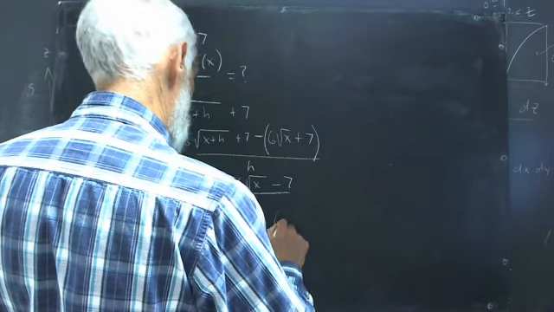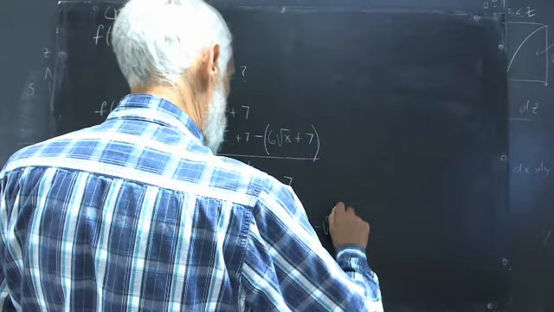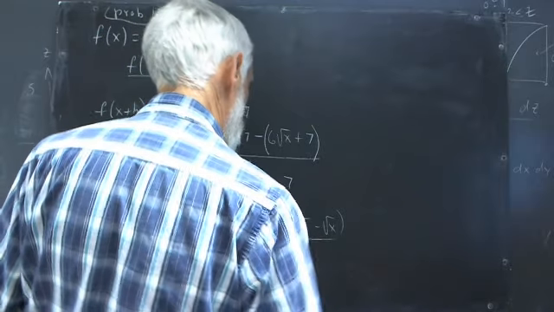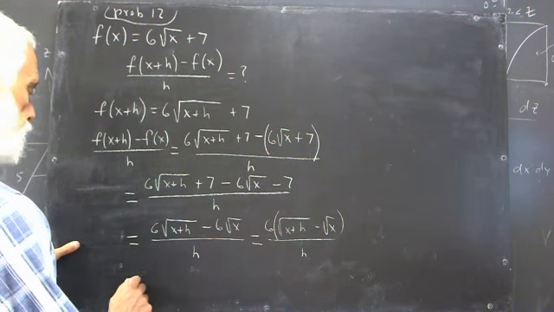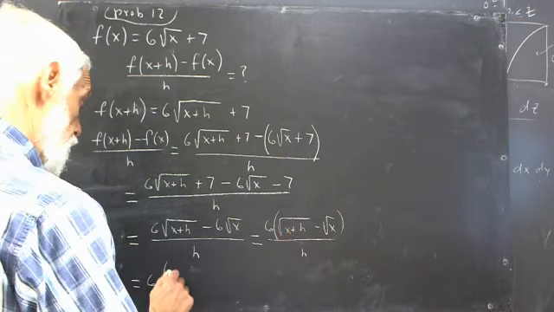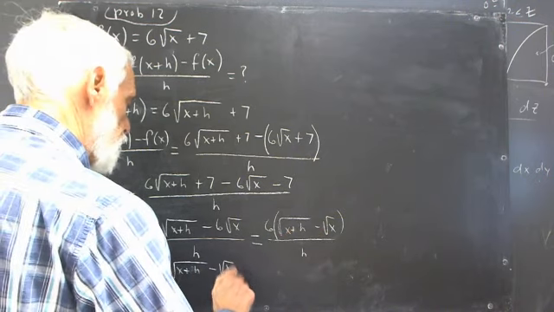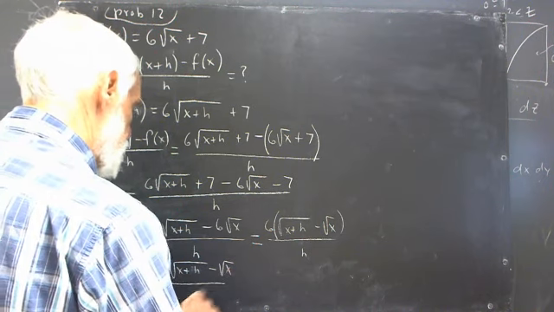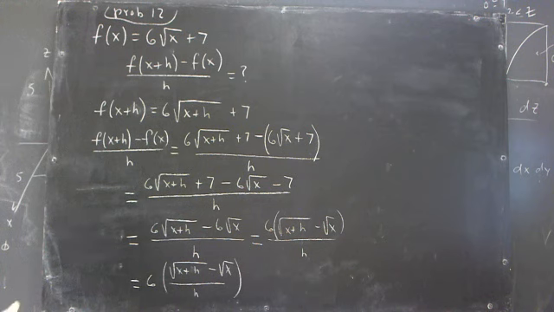So that's 6 times the square root of x plus h minus the square root of x divided by h. And of course we could write that, and no penalty if you just leave it like this: 6 times the square root of x plus h minus the square root of x divided by h.